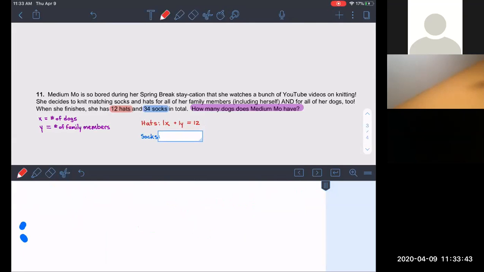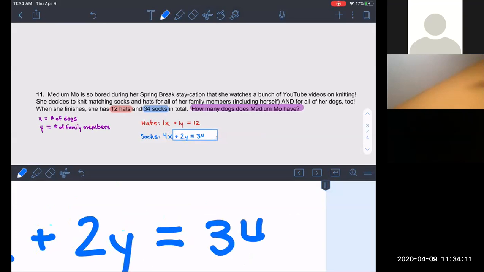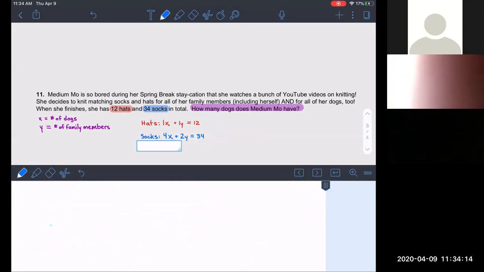Socks is a little bit different. For dogs, let's get the blue out here. How many socks does each dog need? 4, because they have 4 legs. And how many socks does each human need? 2. So it should be 4x plus 2y, and that's going to be equal to the total number of socks she made. 34. Very good. All right, so that's the tough part. Now we have our system of equations, right? So now all we have to do is solve it.